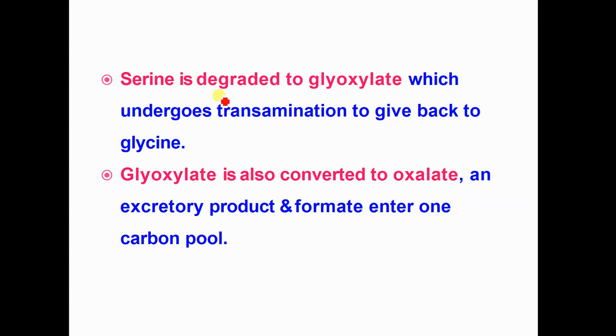Serine is degraded to glyoxylate, which undergoes transamination to give back glycine. The glyoxylate is also converted to oxalate, an excretory product, and formate enters the one carbon pool.